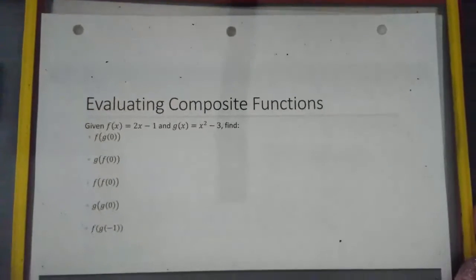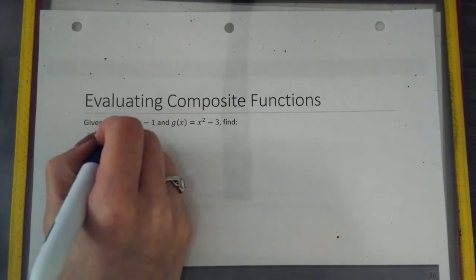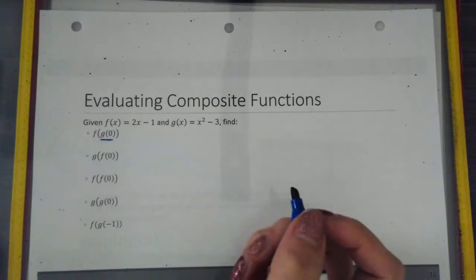We're going to start our composition of functions by evaluating them. So first off, if we are given f of x equals 2x minus 1 and g of x equals x squared minus 3, we want to find f of g of 0. So we're going to work these composite functions from the inside out. So I want to start with the inside, g of 0.